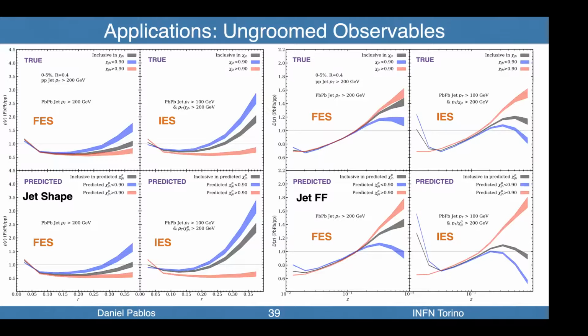You can also look at the ungroomed observables like the jet shape and the jet fragmentation function, and the story repeats. Of course, once you select jets based on their initial energy, not on the final measured energy, then you will see jets that have been much more modified: more enhancement at large R, more enhancement also at soft R, and more of a depletion of the center of the jet also.